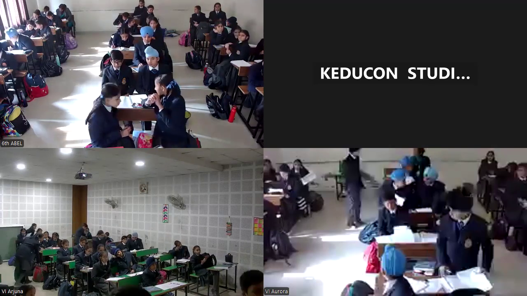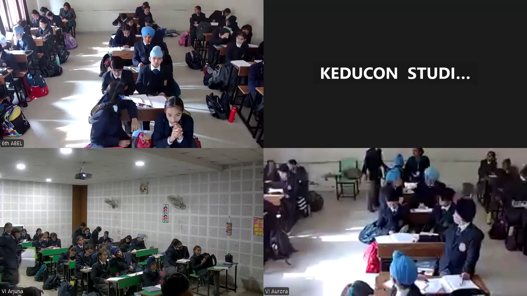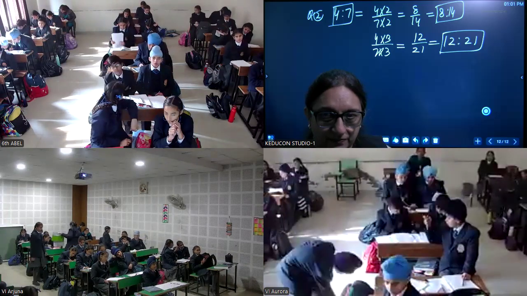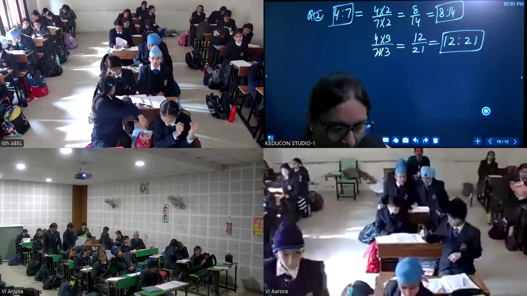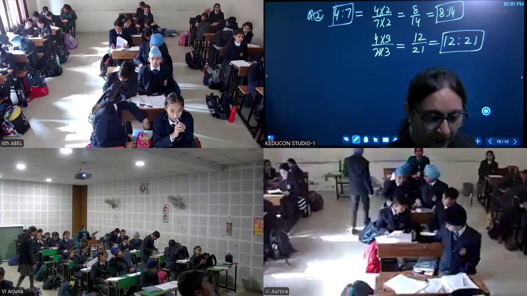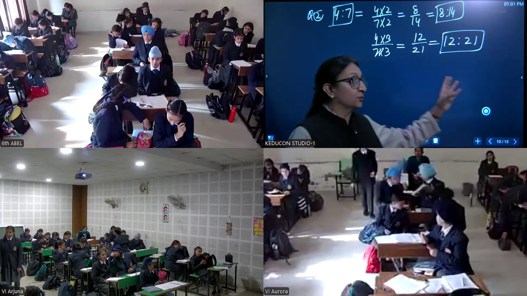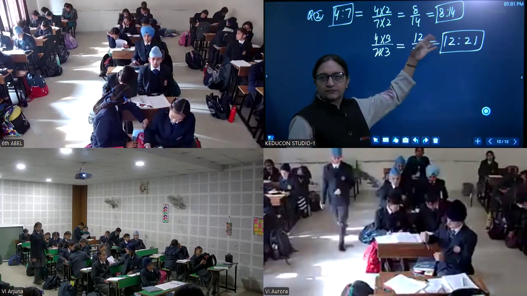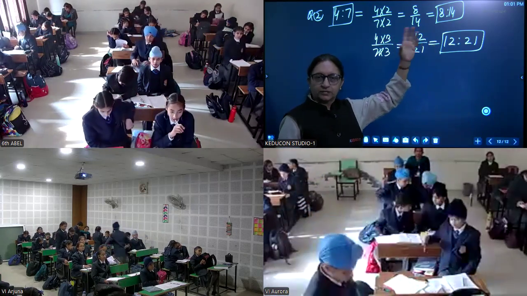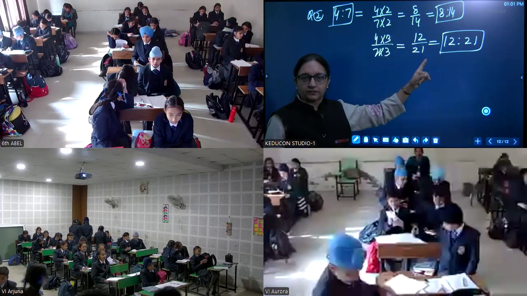Any doubt, beta? Yes, beta. What are you asking? Ma'am, in the second question's 8th part, can the answer be 16/28? Of course. Whenever you write equivalent ratios, the answers should not necessarily match with the other children. Don't see that he has written this and I have written that. You can multiply by any number up and down and you will get the equivalent fraction.